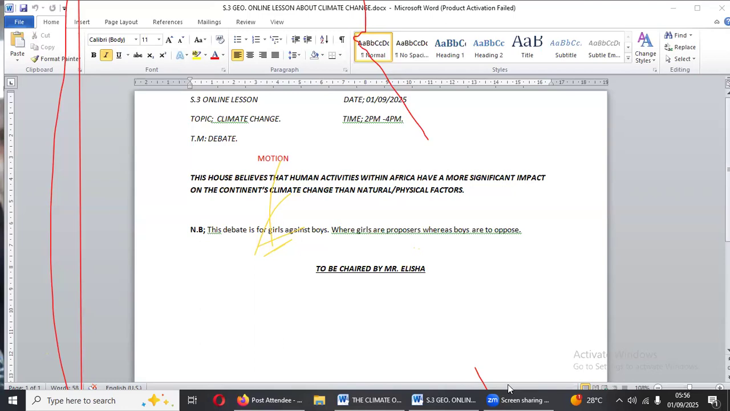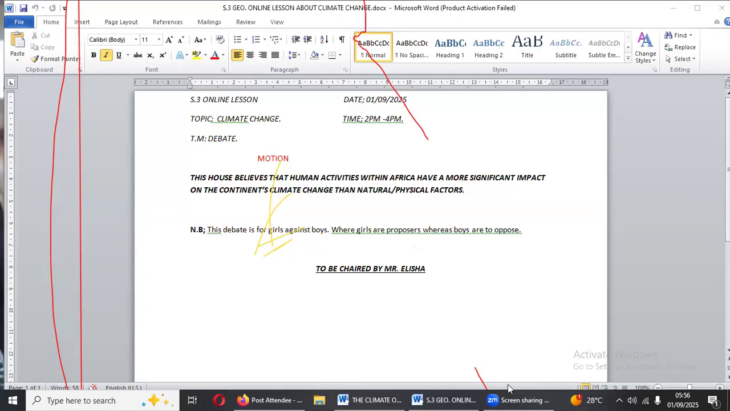Then I also had Honorable Jasmine, who was giving a point of information, saying that in the Western world, industries have made converters which can purify air, while in Africa, they have machines which pollute more and emit bad gases that lead to global warming.